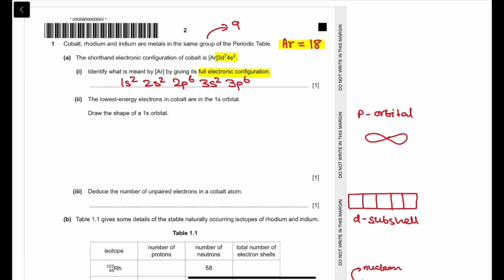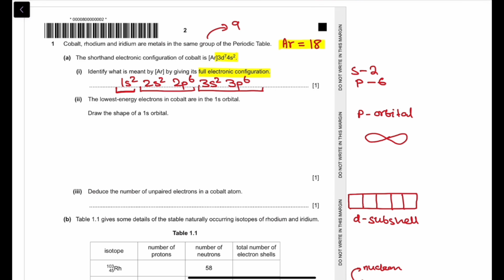All the powers add up to 18, and remember, the s subshell can carry 2 electrons max, the p subshell can carry 6 electrons max. The first shell carries the 1s subshell, the second shell carries a 2s and a 2p subshell, and the third energy level carries 3s, 3p, and 3d subshells. But in argon, it only fills up to 3p6.